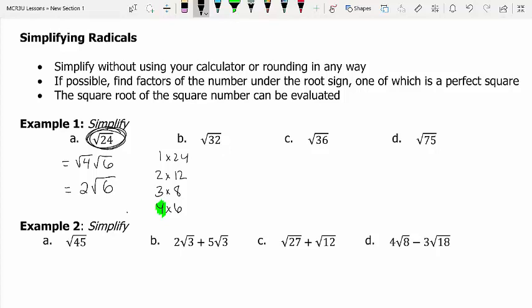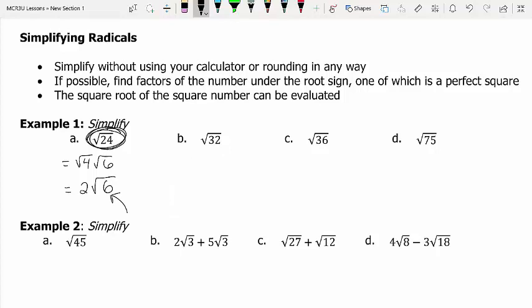Now let's check, can 6 be broken down into factors where 1 is a perfect square? Okay, the answer is no, so we know we're finished. Because this is as far as we can go without a calculator and with keeping perfect accuracy, right? We don't want to change that root 6 into a decimal because we'll lose some accuracy by rounding.